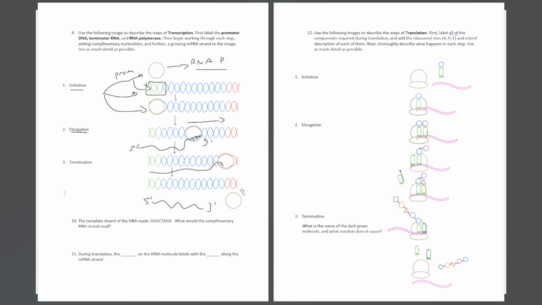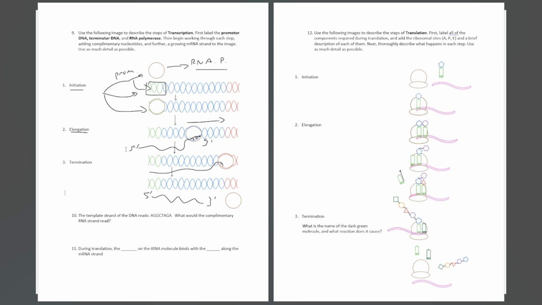Really simple, right? Initiation, elongation, termination. That's all there is to it. Initiation at the promoter, where the RNA polymerase attaches. Elongation throughout the DNA, where we read the DNA and make RNA. And then termination, where we reach the terminator DNA sequence, and then we just stop.